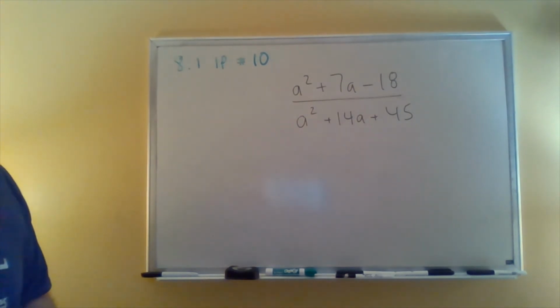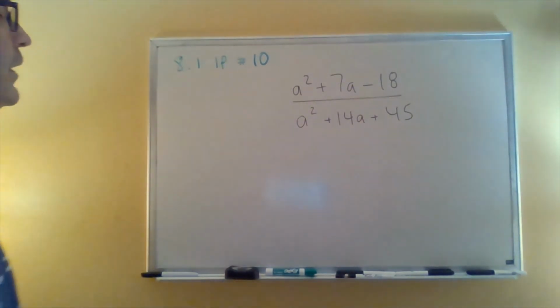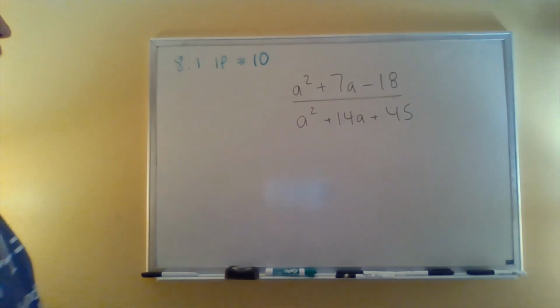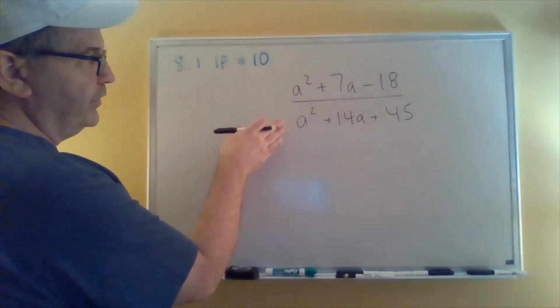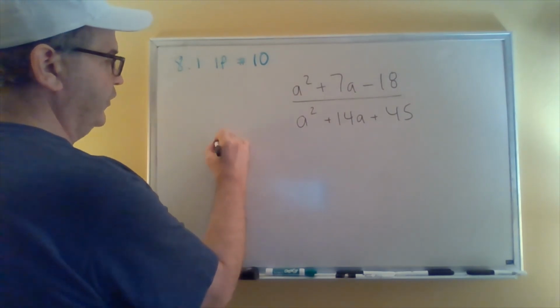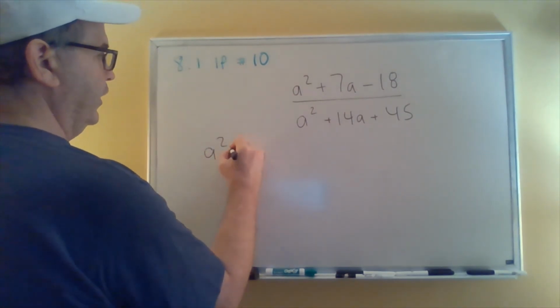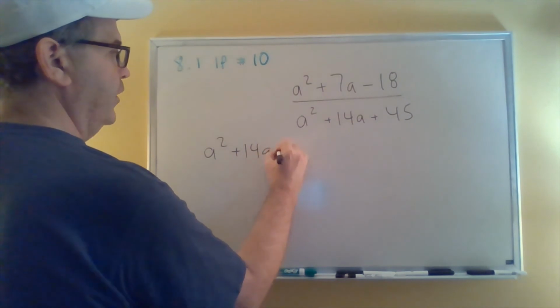Here's our final question for 8.1. Question number 10 reads a squared plus 7a minus 18 all over a squared plus 14a plus 45. We need to find our domain here. So first we need to find our excluded values, and to do that we're going to set our denominator equal to 0. So a squared plus 14a plus 45.